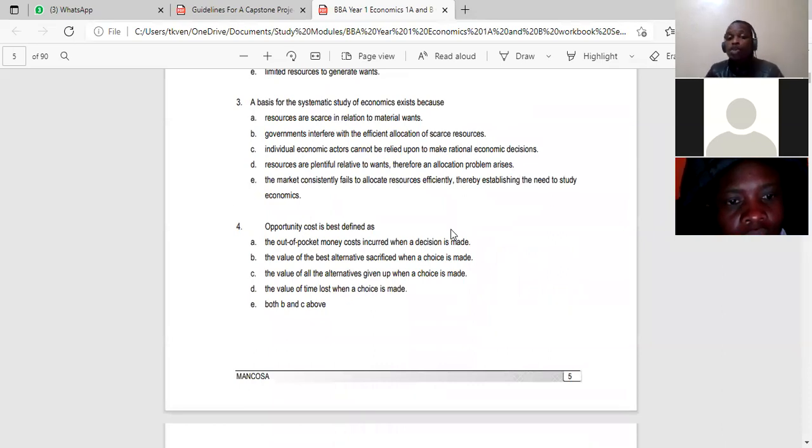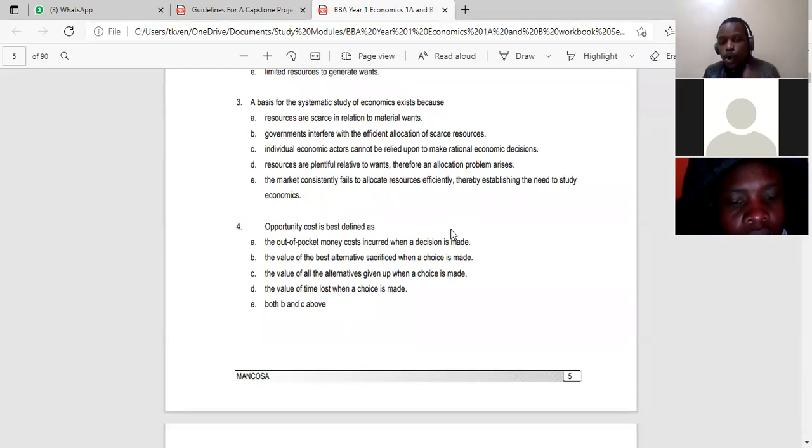Question number 4, opportunity cost is best defined as, remember, I've already given you the definition of opportunity cost. We said that we make choices, and when we make these choices, we forgo something. So whatever we forgo is going to be our opportunity cost. But there's a caveat in that definition. Let's look at the answers. A, the out-of-pocket money costs incurred when a decision is made. No. Opportunity cost is not about money, right? It's not about money, it's about choices, right?